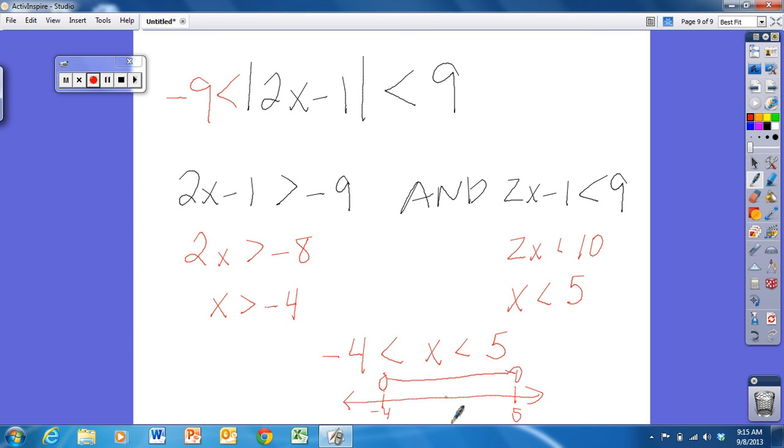We always have to check our answers. What number is between negative 4 and 5? How about 0? That's the easiest one to check. 2 times 0 is 0, minus 1 is negative 1. Absolute value of negative 1 is 1. 1 is greater than negative 9 and less than 9. So that works. So this was a less than problem. We did and. You try one.